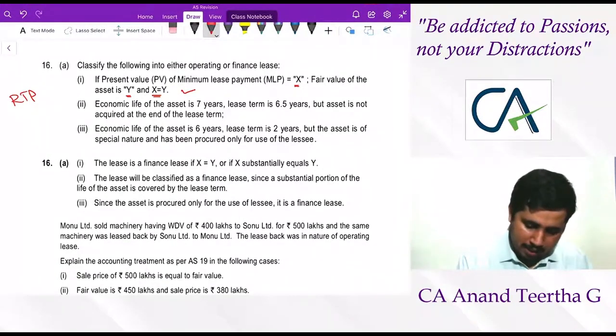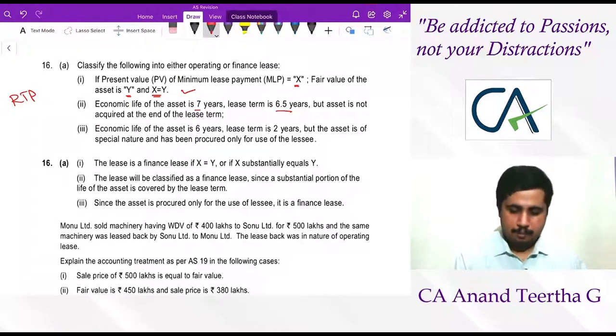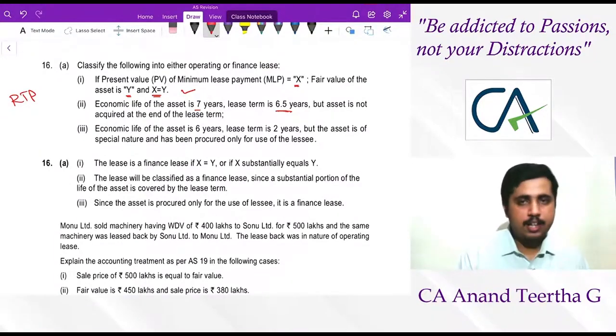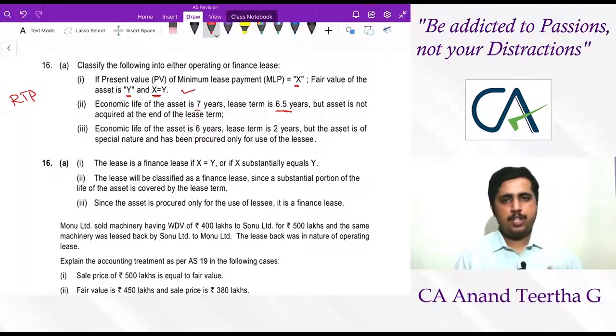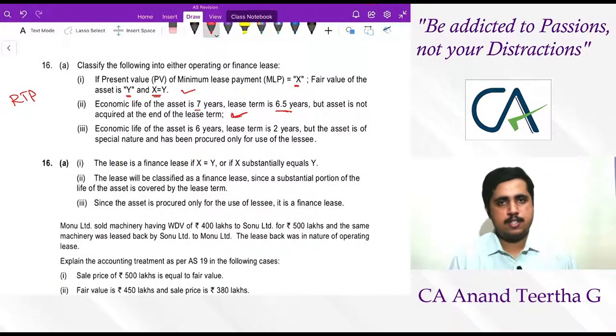Second, economic life is 7 years, lease term is 6.5 years, but the asset is not acquired at the end of the lease term. The asset not being acquired at the end of the lease term is okay, but the majority of life is covered under the lease term only. The majority of the asset is used under the lease term itself. So this is another indicator, which means this is also a finance lease.